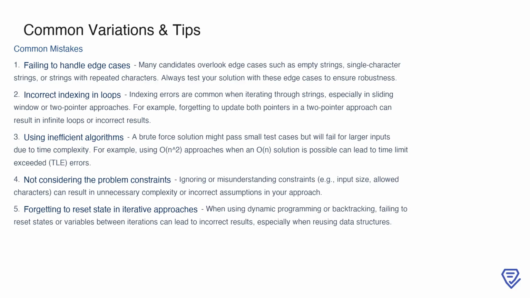It's also crucial to pay attention to problem constraints. Overlooking these can lead to unnecessary complexity or incorrect assumptions. Lastly, when using iterative techniques like dynamic programming or backtracking, always ensure you're resetting states or variables between iterations. Forgetting to do so can result in errors, especially when reusing data structures across iterations.